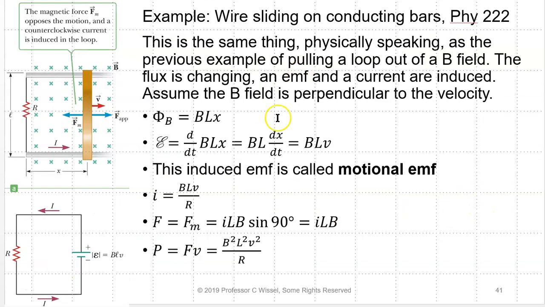Problem 3, Physics 222, stay here. If you're 122, skip one slide ahead to slide 42.